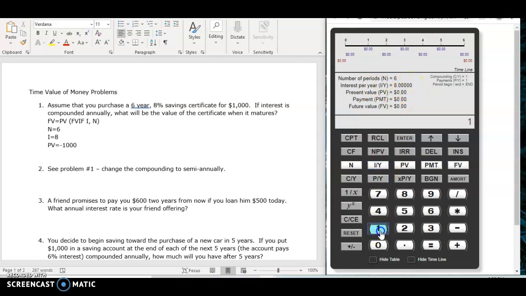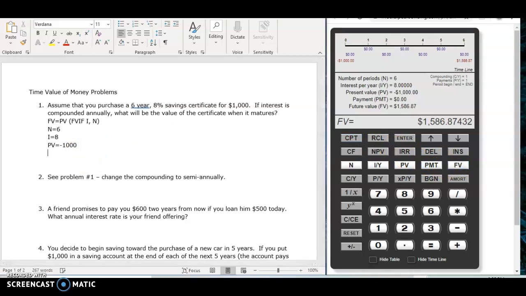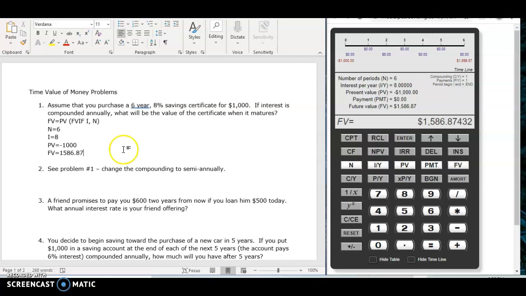We're going to hit 1,000 as the present value. Remember, we have to key in a negative. We're going to hit PV. And then we're trying to solve for the future value. So we're going to go up here to compute and then future value. And we see that our answer, the future value, is going to be 1586.87. And that's all there is to it. So let's look at the next problem.